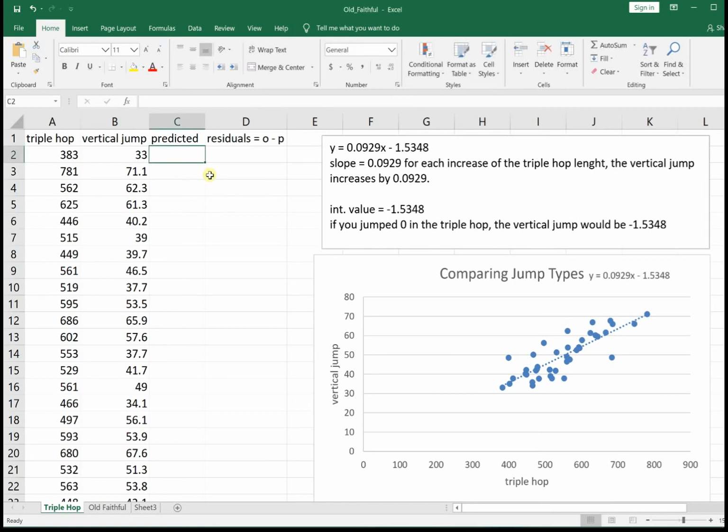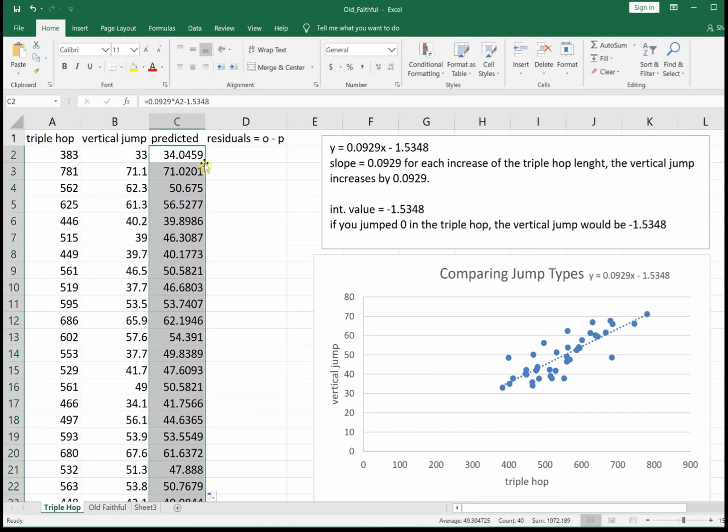So to get our predicted values, what we're going to do is put our triple hop data into the equation. So we're going to type equals 0.0929 times, and cell reference that first triple hop number, minus 1.5348. Then hit enter. And then you can go back up to that equation, hover over the bottom right-hand corner and double click on the plus sign or click and drag it down and it will fill in all the predictions.